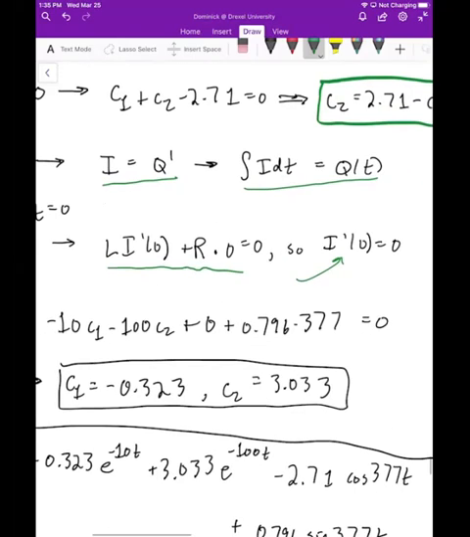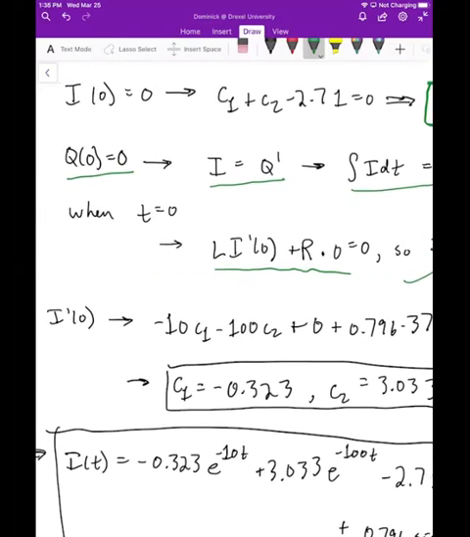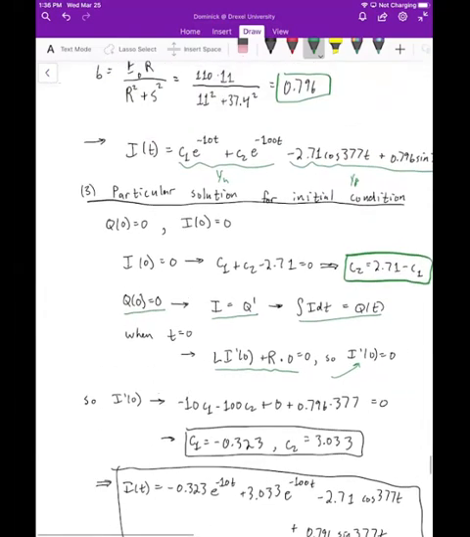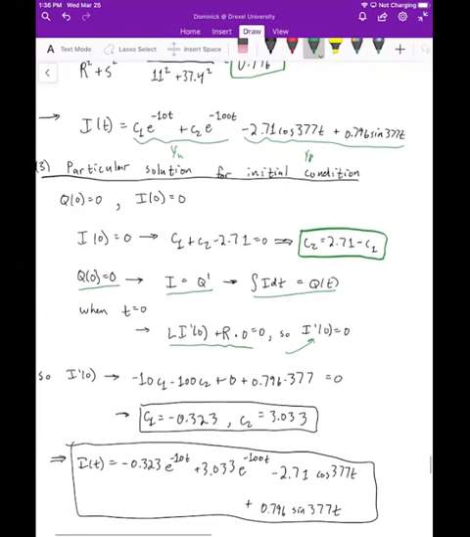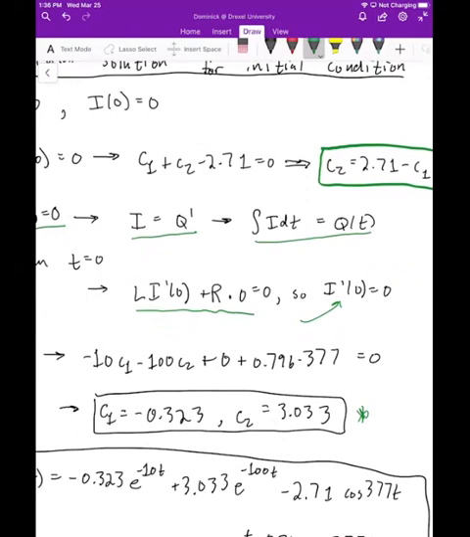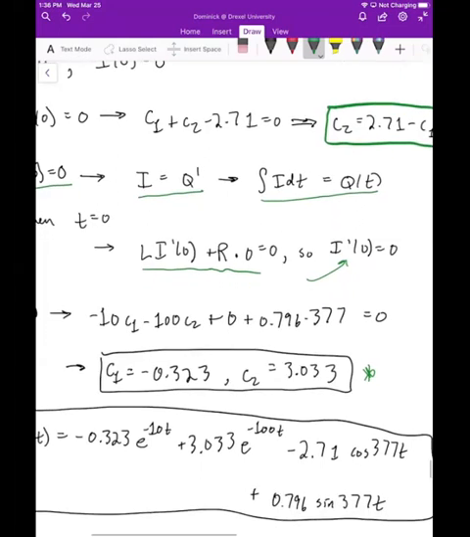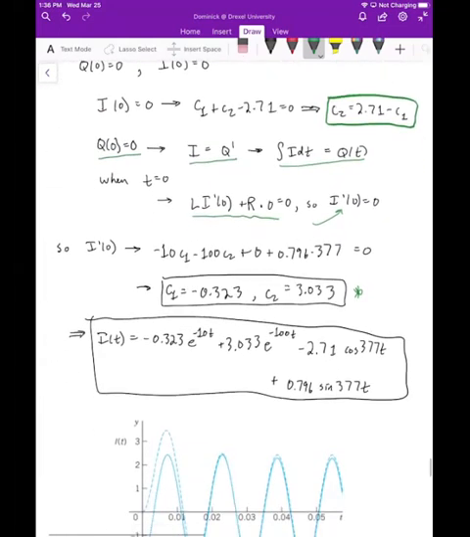So now we can find the derivative of I of our general solution, and that will allow us to conclude that C1 is -0.323 and C2 is 3.033. So once we plug that in, that will give us our particular solution. All right, which of course is a little messy, and depending on how you round it, you might get something that's completely off, but this is the idea.